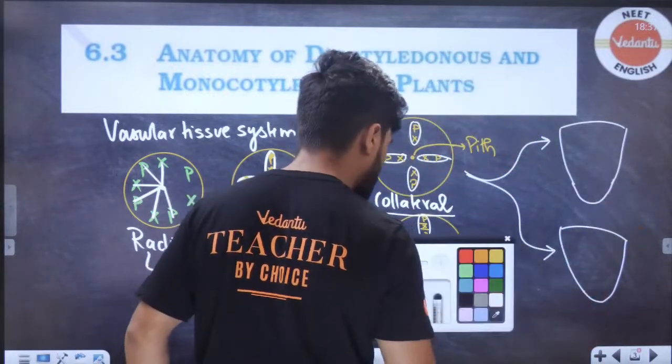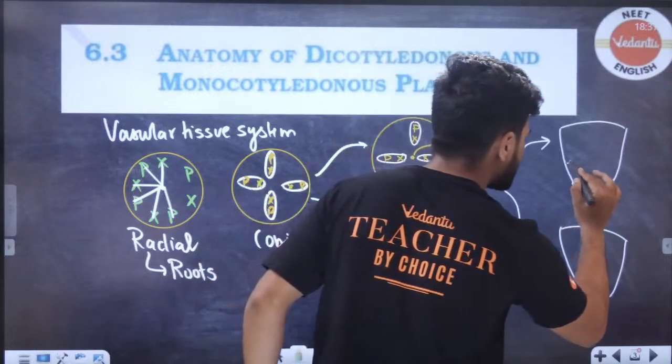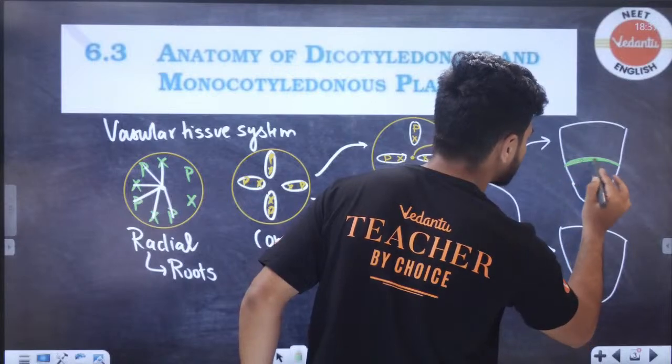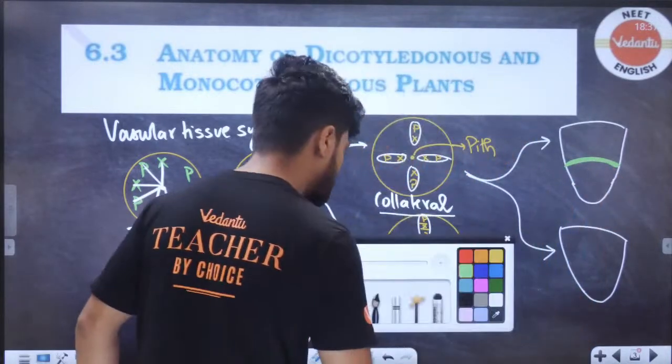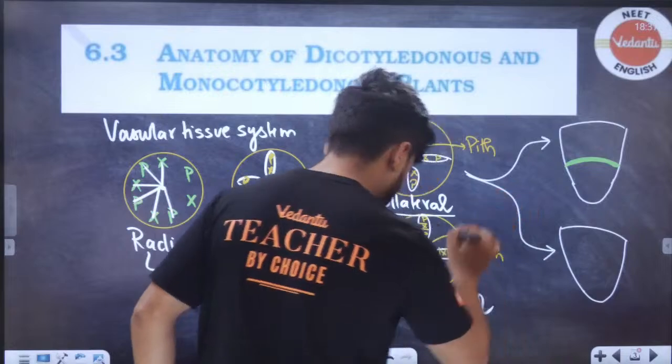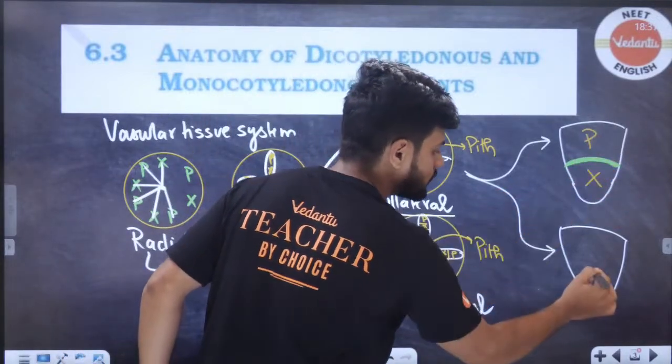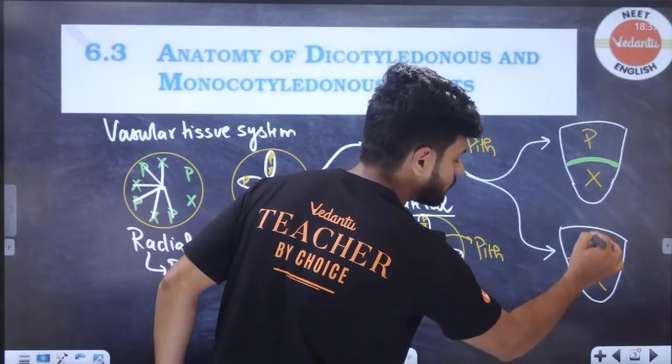Okay, understand the two categories. Here in the first category, there is a presence of a cambium between xylem and phloem. Can you see here? There is a cambium present between xylem and phloem. This is the xylem, this is the phloem. Here we have again xylem and phloem.